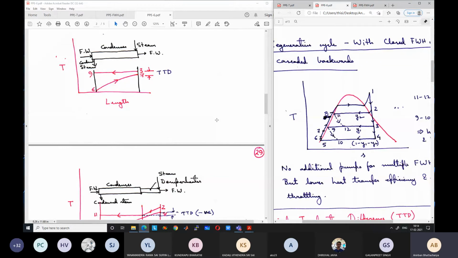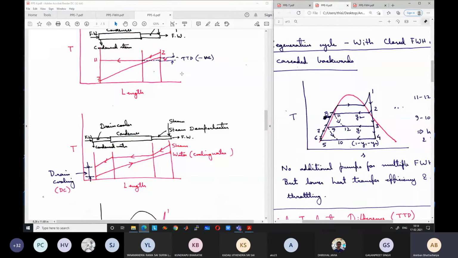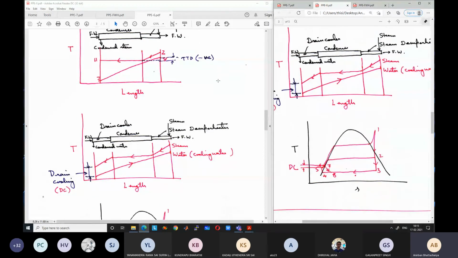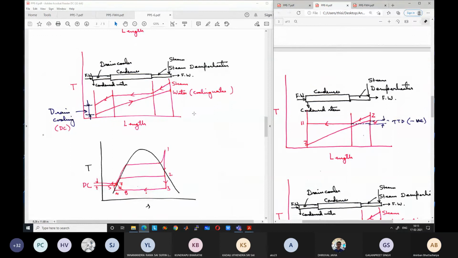Anyway, let us continue. There is another similar type of extension for this feed water heater. Let me open this here. What happens is that in certain cases you may want to not stop at this point. I will just keep this open. You may want to not stop at this point 9, but extract more heat from the condensed steam.